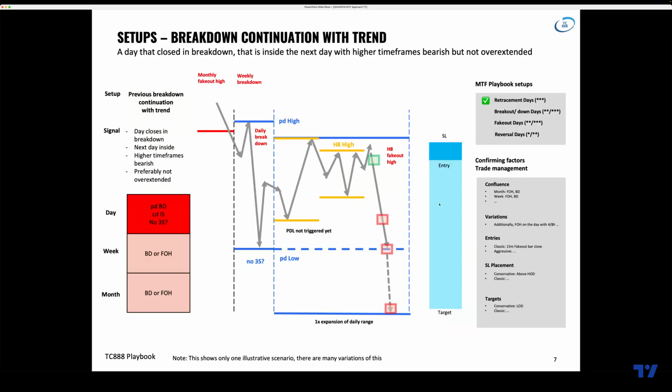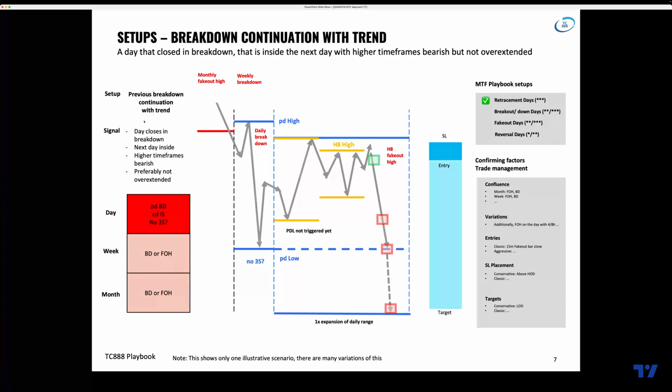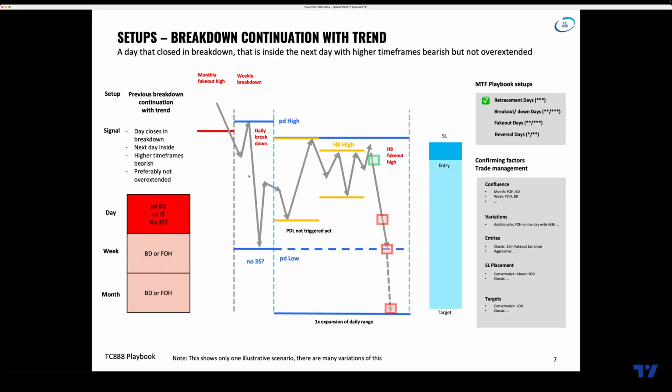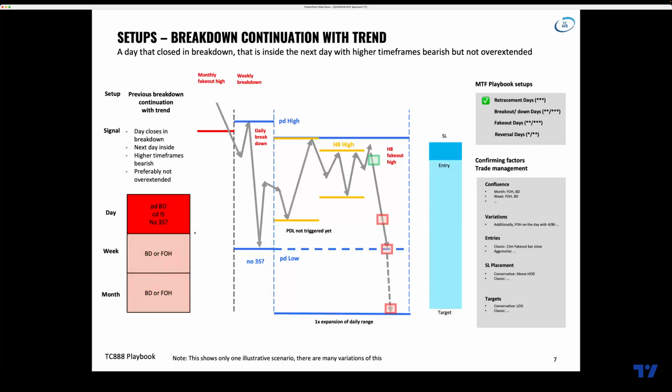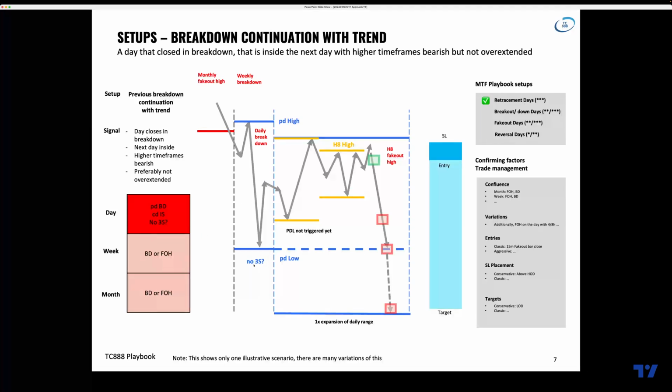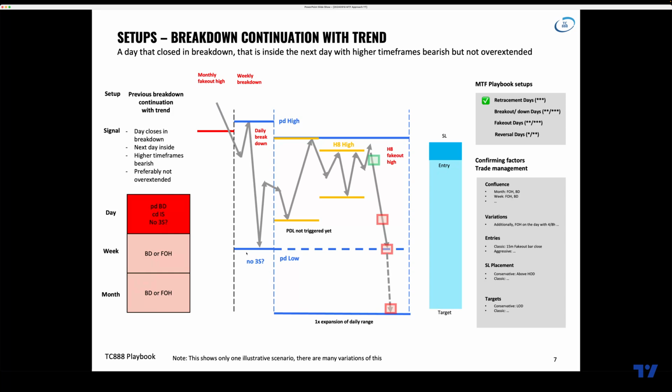So looking at a specific setup example for this is the breakdown continuation with trend. So how do we identify that? We also have signal days, of course. So we are looking for a breakdown day, a day that closed in breakdown outside with the higher time frames bearish. So the next day then starts inside. So the signal day is previous day breakdown, breakdown fake out high, and breakdown fake out high on the higher time frame. And we don't want to have 3 days of shorts, obviously, once we're taking a continuation trade.